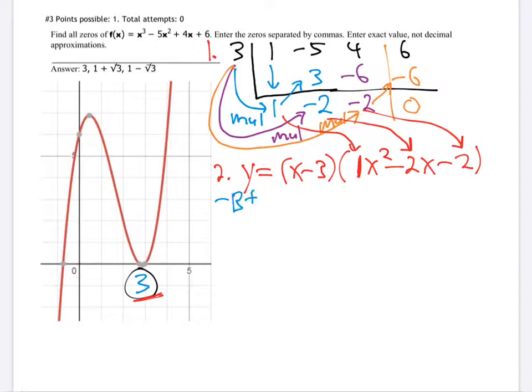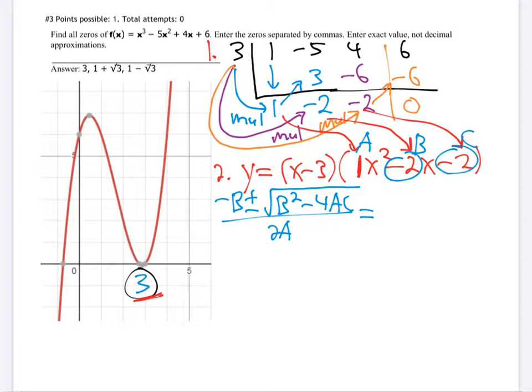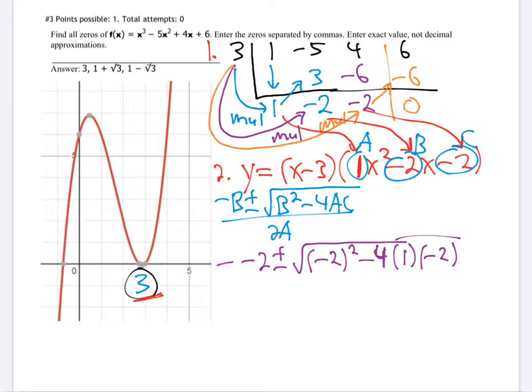So negative b plus or minus square root b squared minus 4ac all over 2a. A is 1. B is negative 2. C is negative 2. So plug them in. Negative b, which is negative 2, plus or minus. I'm gonna kind of run out of room here, aren't I? Let me bring it down here. Negative 2 plus or minus the square root of b squared minus 4 times a times c all over 2a.